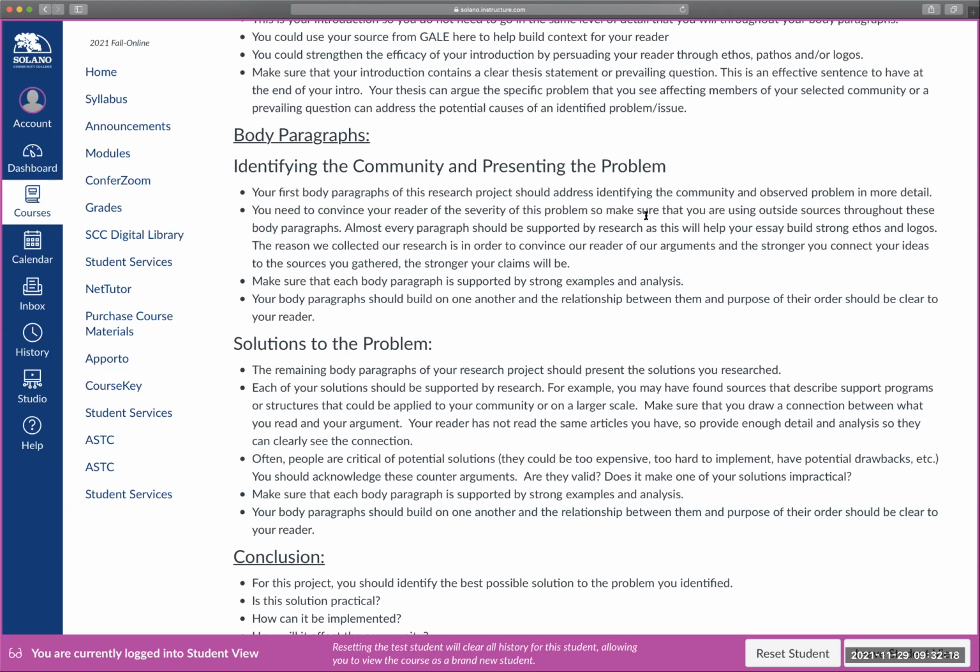So people are critical of solutions, right? They can say, oh, it could be too expensive, it could be too hard to implement, it could have drawbacks. So in your solution body paragraphs, there should be a section where you acknowledge a counter argument, right? Are the counter arguments valid? Does it make your solution impractical? Think about any situation where someone's presenting a counter argument. You can do one of two things. You can fight against the counter argument and explain why that counter argument is not valid, or you could concede that counter argument and be like, yeah, you're right.